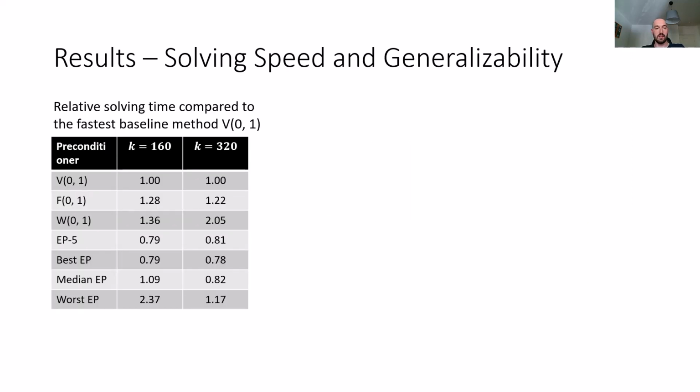Here you can see the results of our experiments. First of all, we wanted to see how well our solvers perform in terms of solving speed and generalizability. In this table, you can see the relative solving time compared to the fastest baseline method, which was the V01 cycle, a V cycle with 0 pre- and 1 post-smoothing step on each level. If we consider the median performance for large wave numbers, we can see that in the majority of cases the methods that we find are superior to all reference methods, which is already a quite nice result.